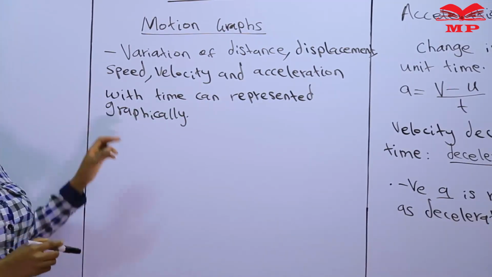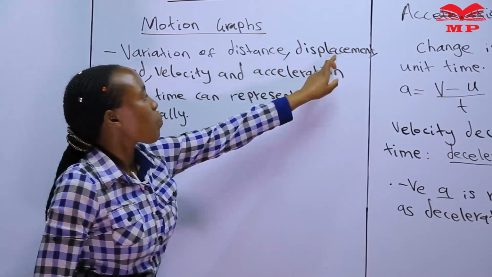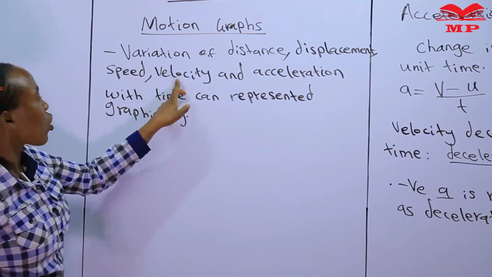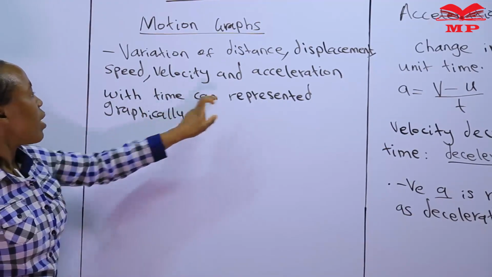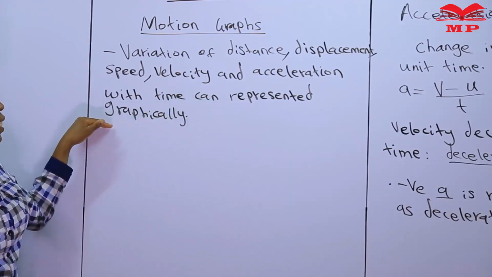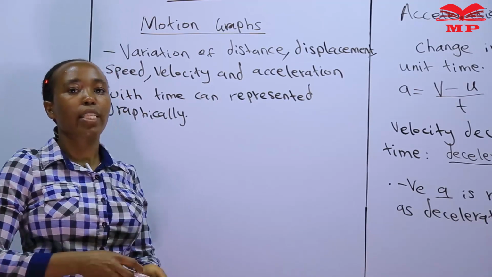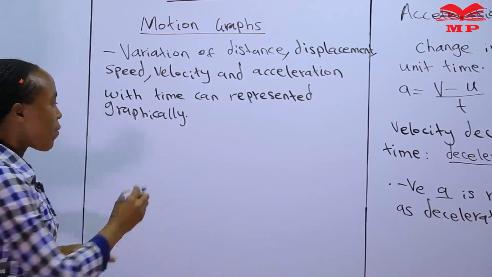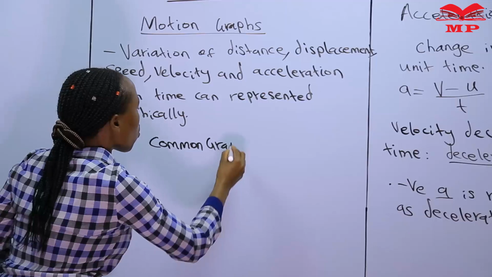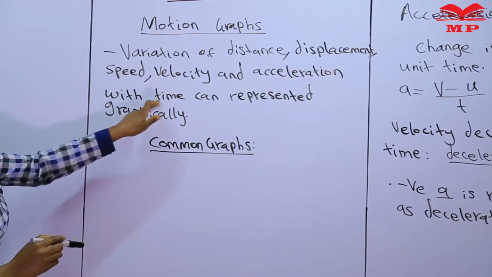We can represent the variation of distance with time, the variation of displacement with time, the variation of speed with time, the variation of velocity with time, and the variation of acceleration with time. We can represent them graphically. So we have some common types of graphs that we are going to look at, showing the variation of these quantities with time.